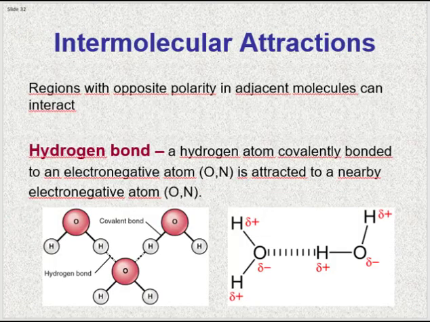Not all bonds are ionic or covalent bonds. Weaker bonds can also form between molecules. Two weak bonds that occur frequently are hydrogen bonds and van der Waals interactions. Without these two types of bonds, life as we know it would not exist.